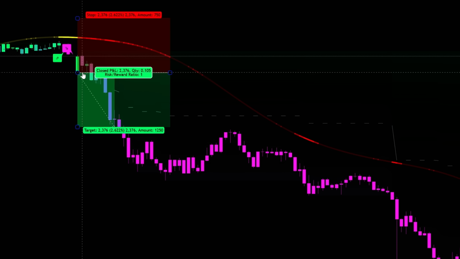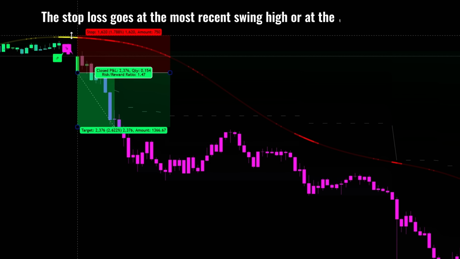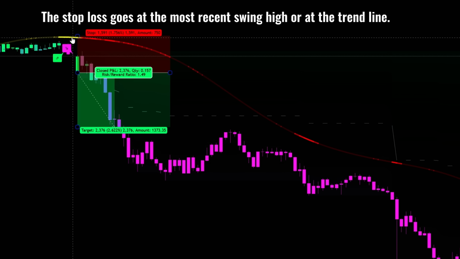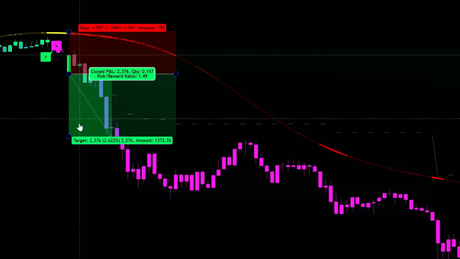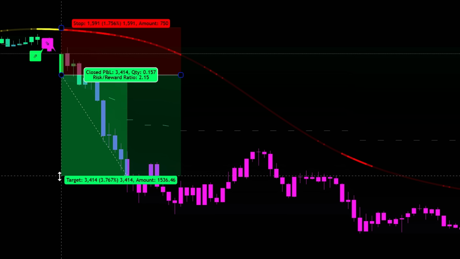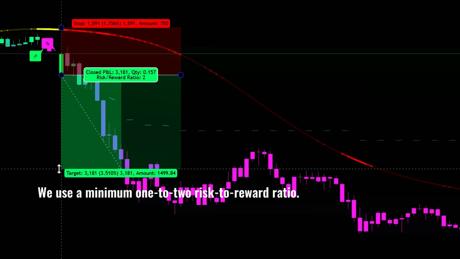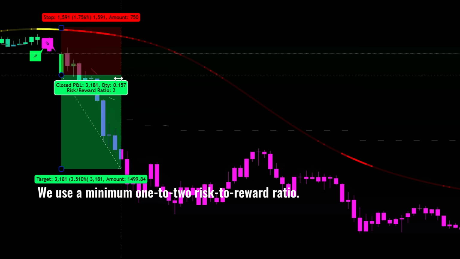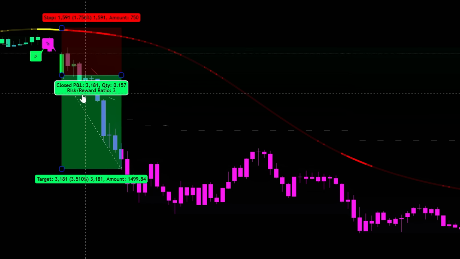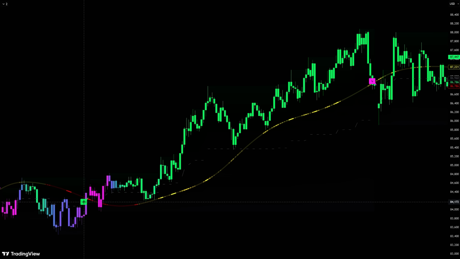For sell trades, the stop loss goes at the most recent swing high or at the trend line. If price breaks above that level, the trade idea is invalid. For targets, we use a minimum of 1 to 2 risk to reward ratio. That means winners are allowed to outweigh losers even with a modest win rate. The buy logic is identical, just reversed.